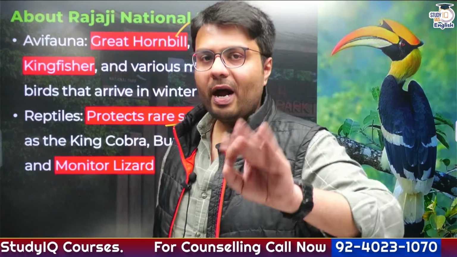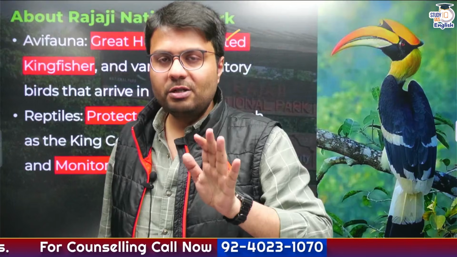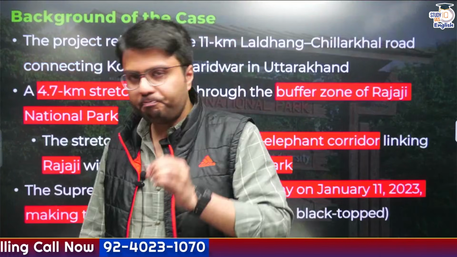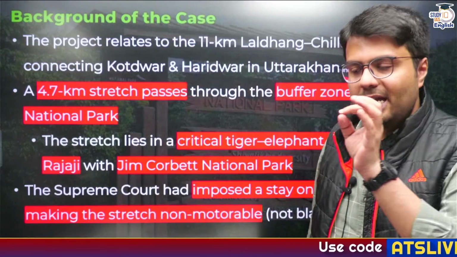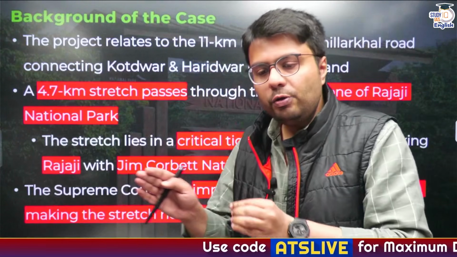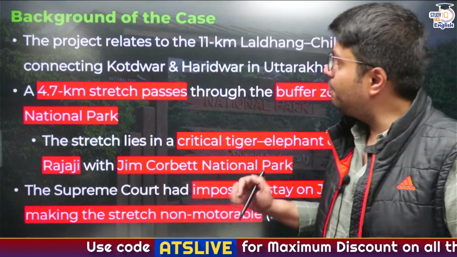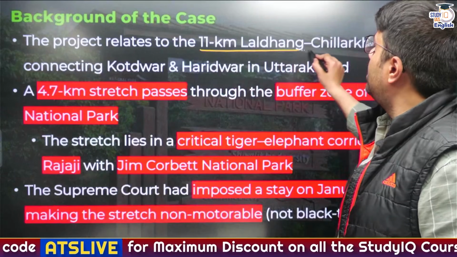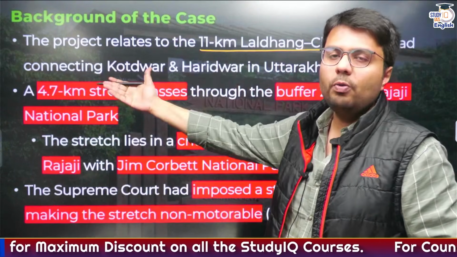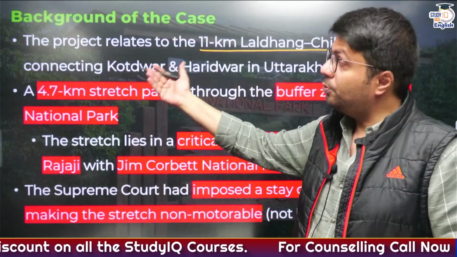So these are the important facts that you need to know about Rajaji National Park as far as the UPSC exam is concerned. Now let us talk about the background of the case which we dealt with in this context. The project involves construction of a road through the buffer zone of the Rajaji National Park. It relates to an 11-kilometer long road which connects Kotdwar with Haridwar. Both of these districts are in Uttarakhand.